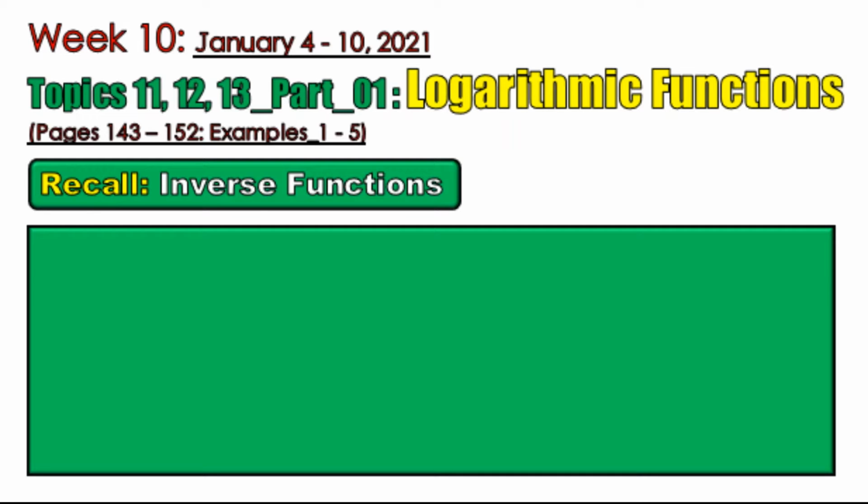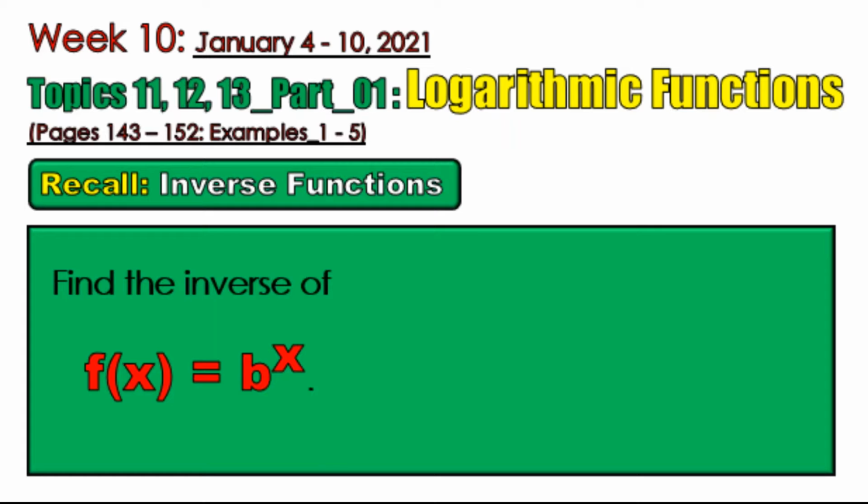So to start, let us first review inverse functions. Find the inverse of f of x is equal to b raised to x. If you can still remember, we have 3 steps in determining the inverse of a function. The first one is to change f of x to y. So we have y is equal to b raised to x.